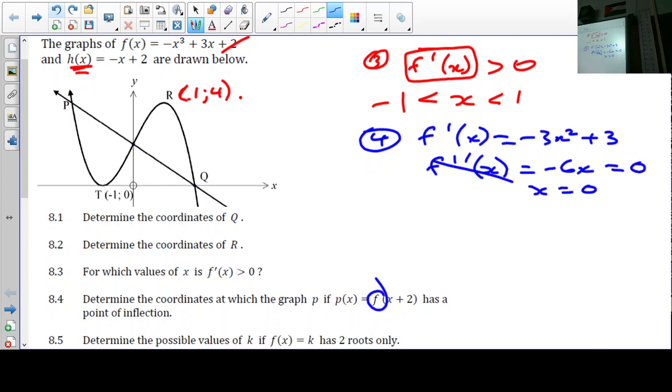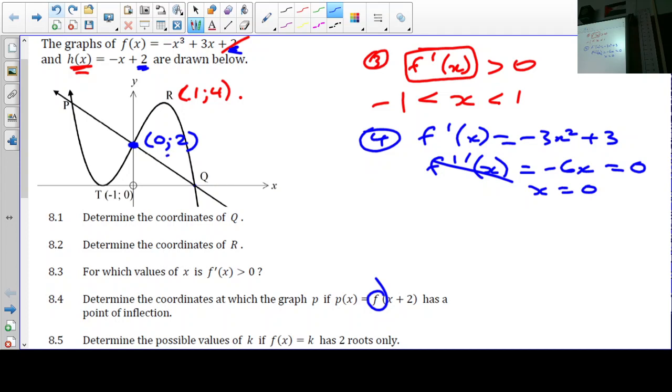So your point of inflection actually occurs at the turning point. Okay? So that's going to be 0 and some y value. But we know from here that the y value in this case is 2. So the point of inflection on the original function f of x is 0 and 2, which is this here.